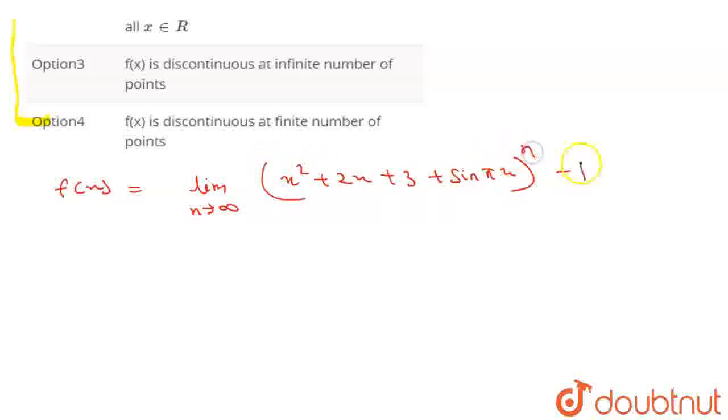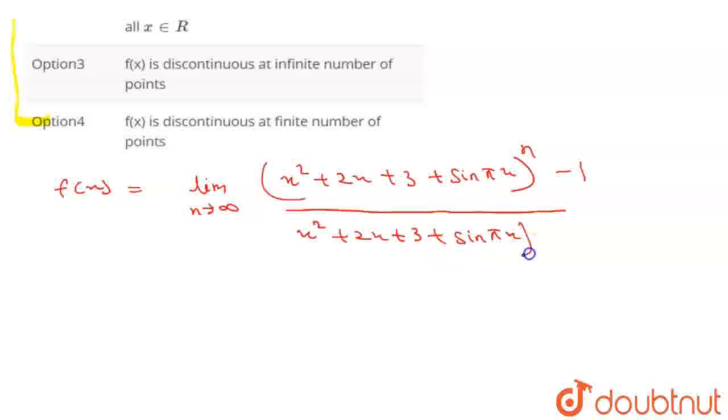limit n tends to infinity of (x square plus 2x plus 3 plus sin pi x) raised to power n minus 1, divided by (x square plus 2x plus 3 plus sin pi x) raised to power n plus 1. So this is our f of x function.